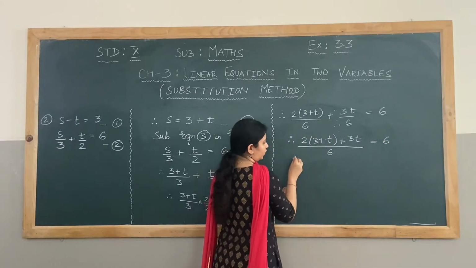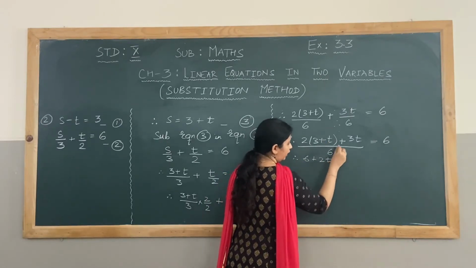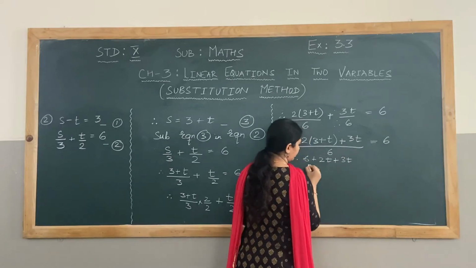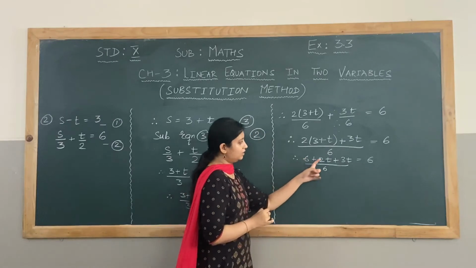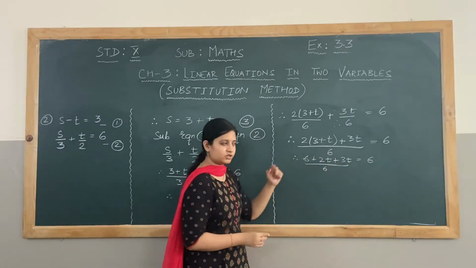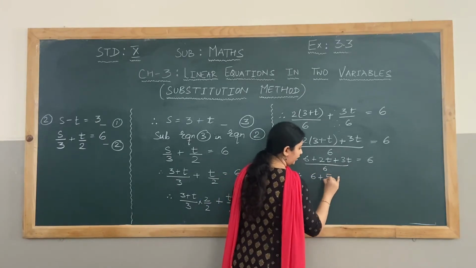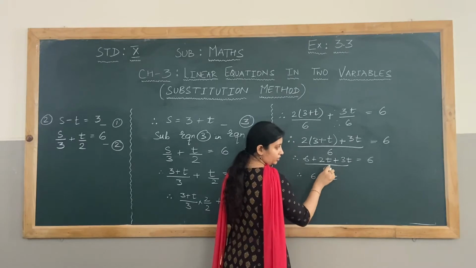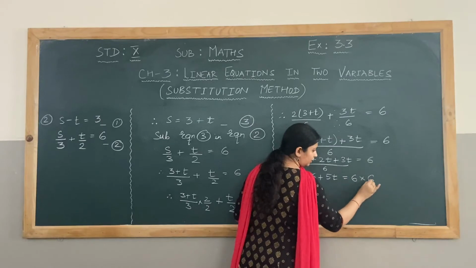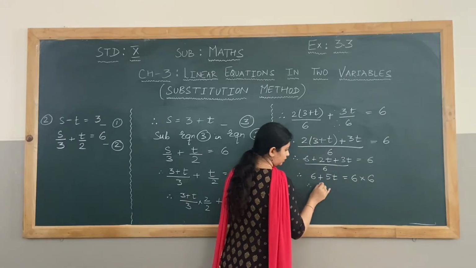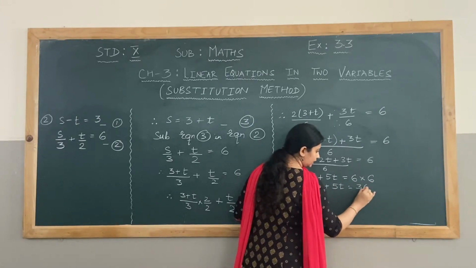Now you can open your bracket from here. 2 threes are 6 plus 2 into t, 2t, plus 3t upon 6 is equal to 6. Now 2t plus 3t are like terms, so you can add them. So 6 plus 2t plus 3t, that is 5t, and the term in the denominator, now you can cross multiply over here. So that is equal to 6 into 6. Now simply you solve this. Therefore 6 plus 5t is equal to 6 into 6, 36.